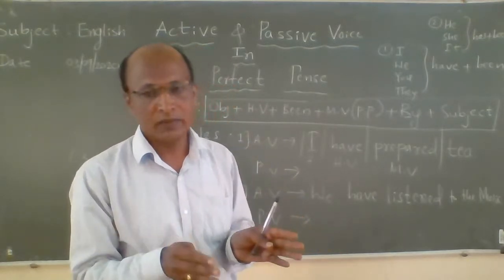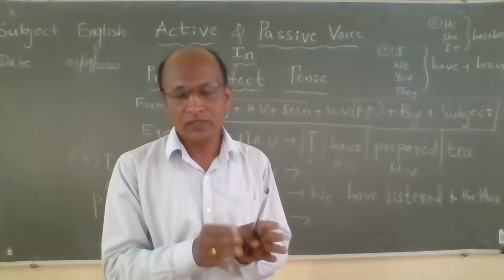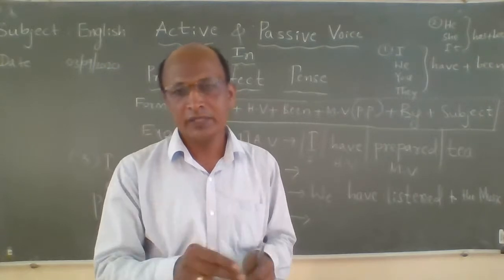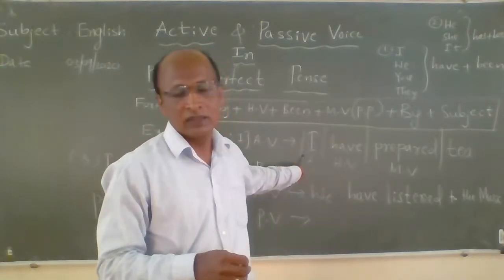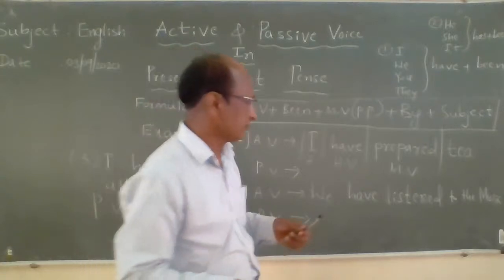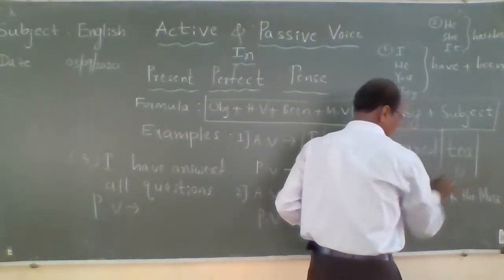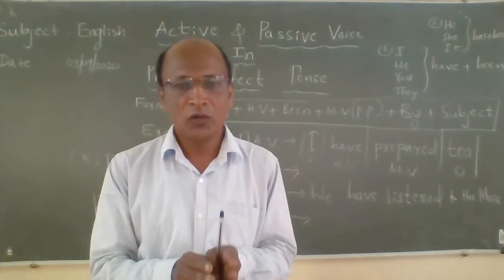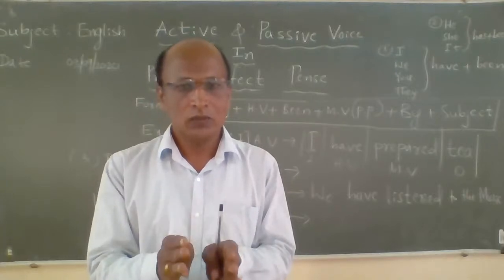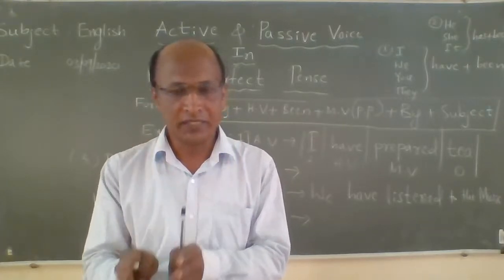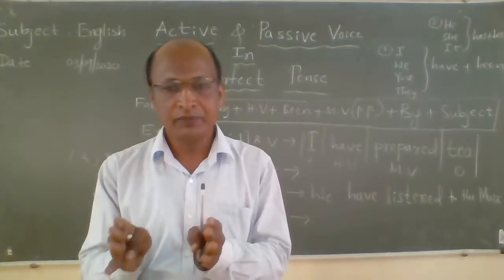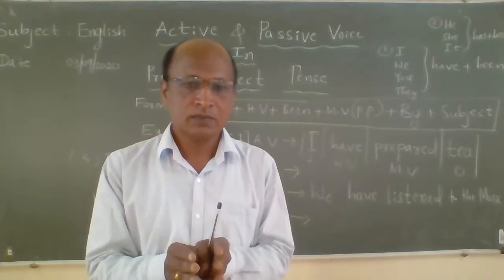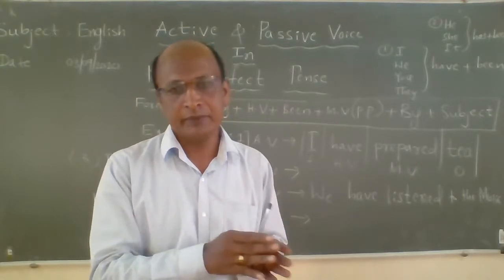Tea is the object. Why is tea the object? Do you know the reason? Tea is the receiver of the action. Here I is the doer of the action. Right? Tea is the object. Now we have found out which object is, which subject is, which main verb is, which helping verb is. Right? Let us move to passive voice.